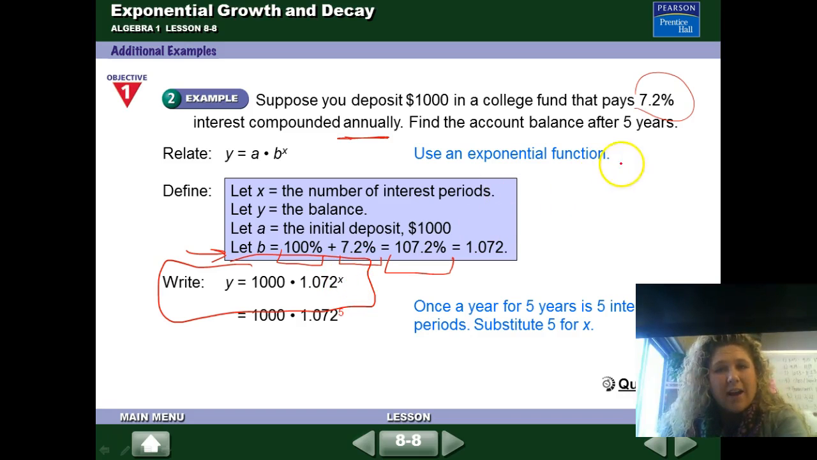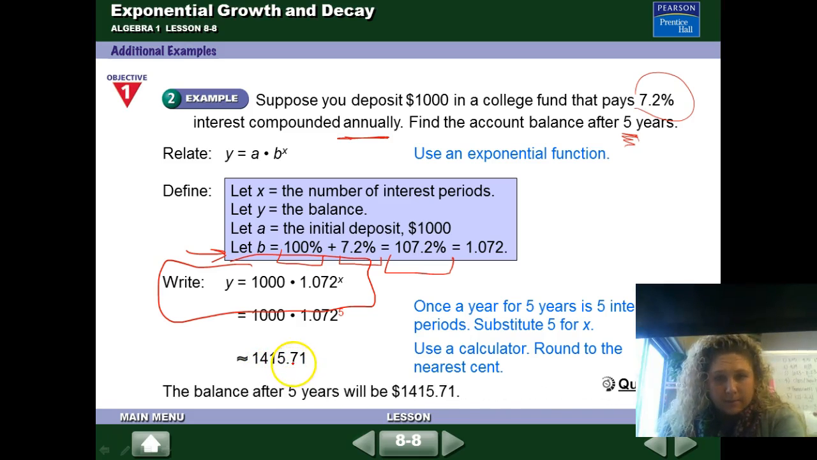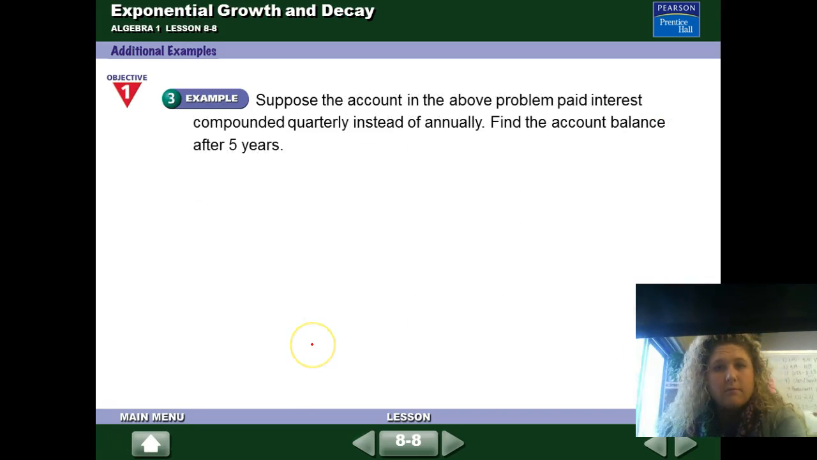We want to know after 5 years. So now my X value, we're going to solve for 5. And we're going to find that the account will have $1,415.71. So that will be the balance after 5 years.